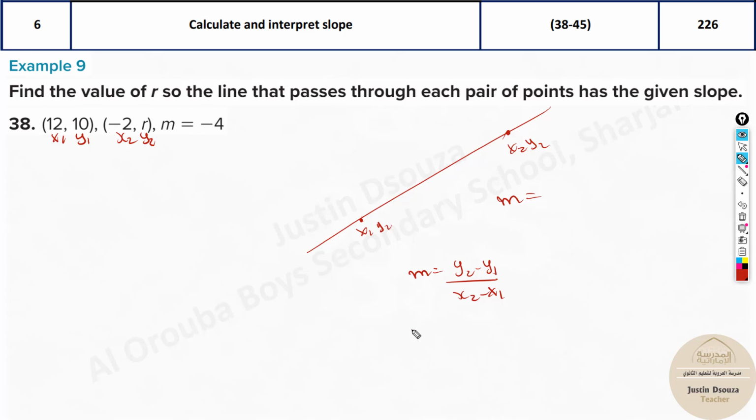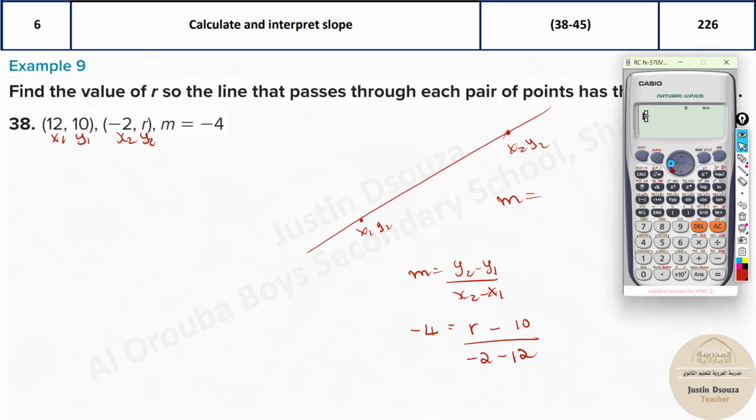So substitute everything. Say m is minus 4 equals, what is y2? Unknown value r, sorry for that. It's r minus, what is y1? It's 10, divided by, what is x2 minus 2, minus 2r. Now, all you need to do is substitute, solve it and get the answer. Since this is question number 6, part 1, we can use our calculators. I will tell you how to do it in the calculator and then manually solve it as well. Let's take out your calculators.